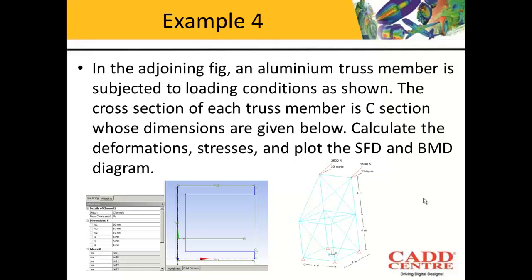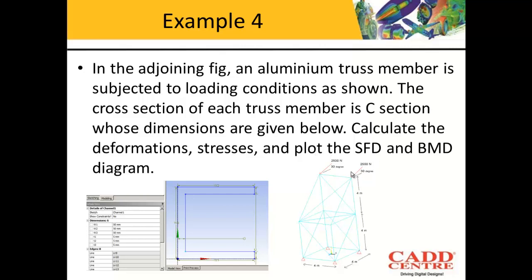Now the next example under line bodies, we are going to study the behavior of an aluminium truss member. The loading conditions of this truss member are mentioned over here. There is a load of 2500 Newton acting at an angle of 30 degrees. The cross section of this truss is a C section whose dimensions are mentioned over here. We have to calculate the deformations and stresses, and also plot the shear force diagram.